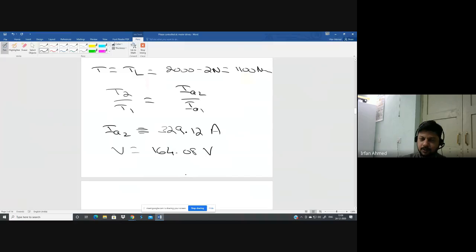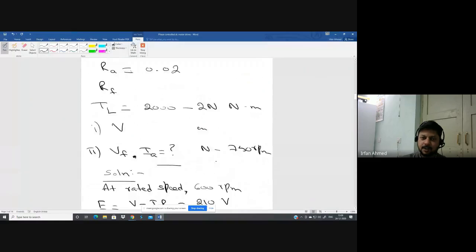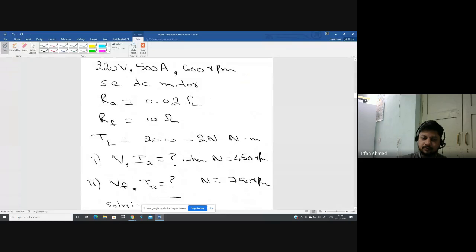Okay, let us now go to the second part of the problem. In the second part, we want to find the field voltage and armature current when the speed is 750 RPM. What was the field voltage when the speed was 600 RPM?